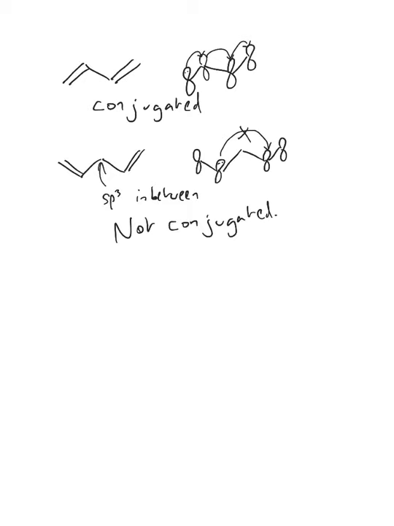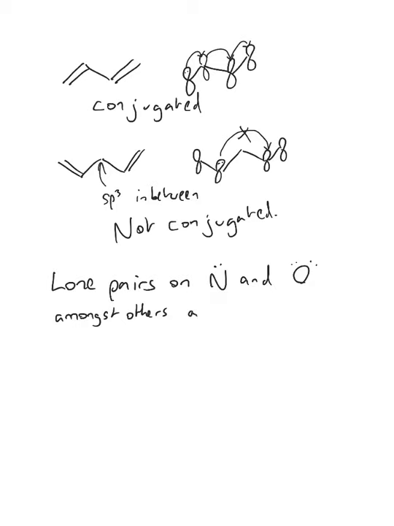So, an important point though, on lone pairs, on nitrogen and oxygen, amongst others. Can't forget sulfur, phosphorus, some of the halogens in certain situations. The lone pairs are in p orbitals. So they are able to resonate.